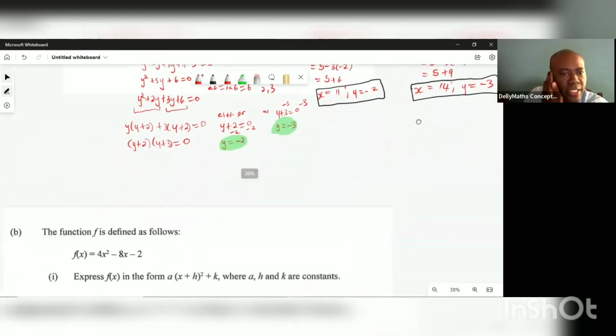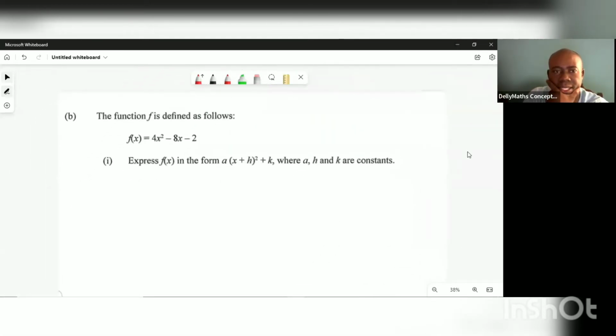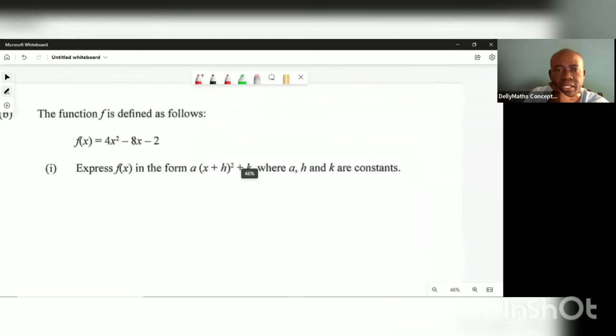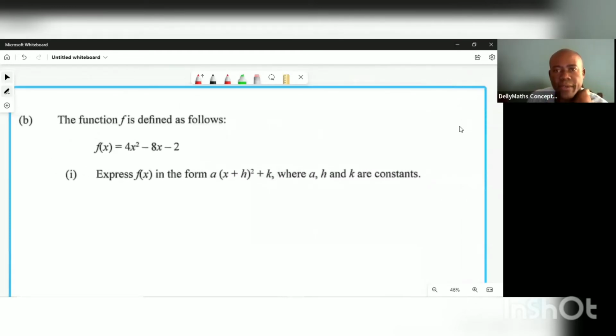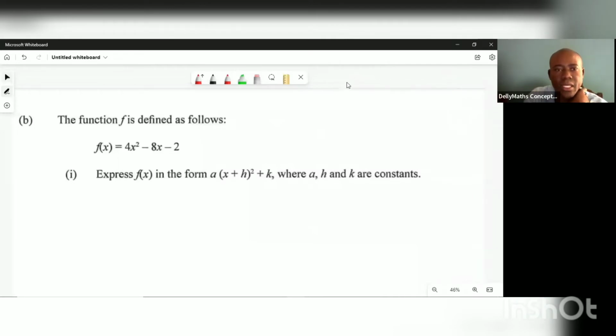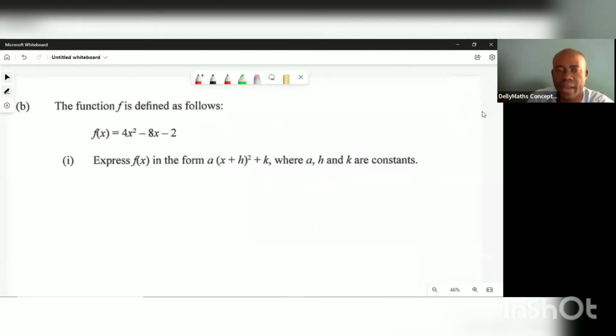All right, so let's go to the next question here. The next question says the function f of x is defined as follows. f of x is equal to 4x squared minus 8x minus 2. Express f of x in the form a, open bracket, x plus h all squared, plus k, where a, h, and k are constants. All right, so basically we're asked to complete the square.